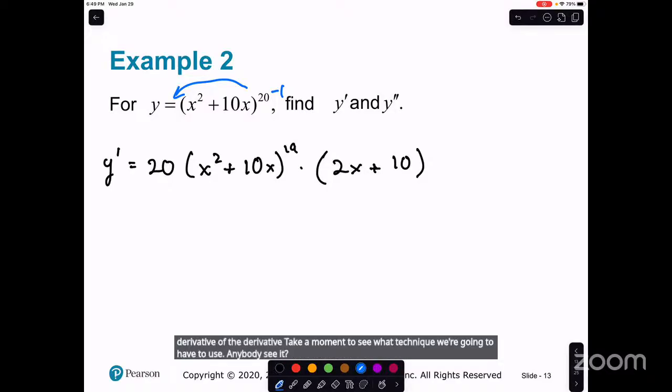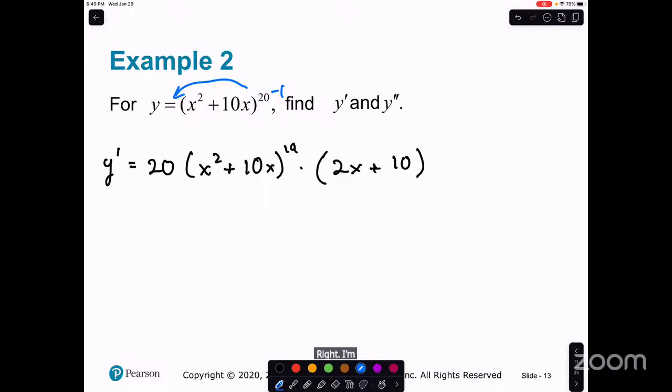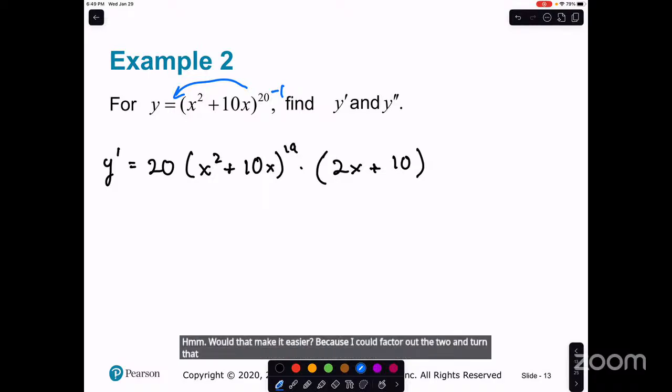All right. I'm going to simplify it just a little bit first. Would that make it easier? Because I can factor out the 2 and turn that into a 40, and the right-hand side would be x plus 5.